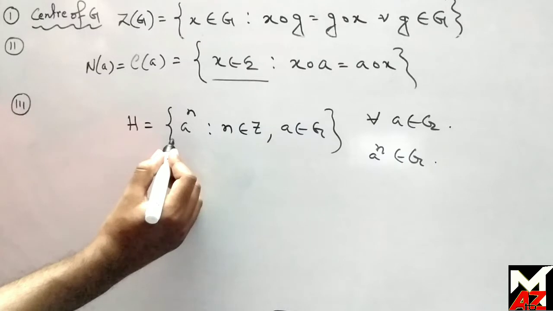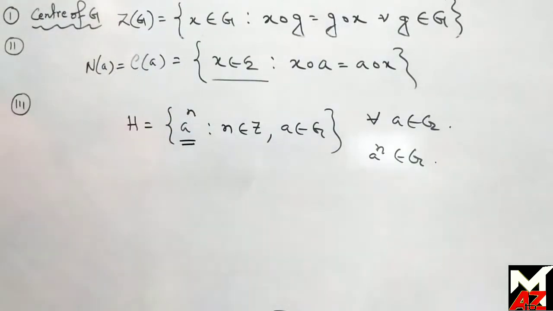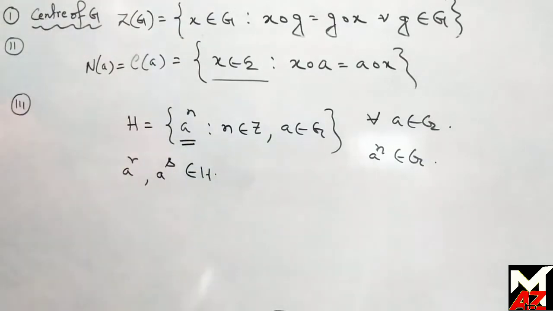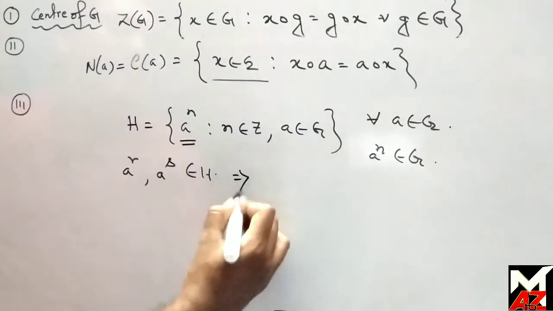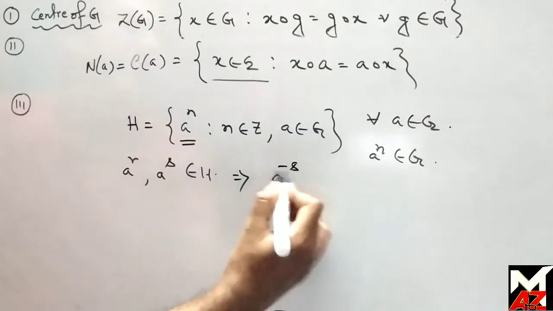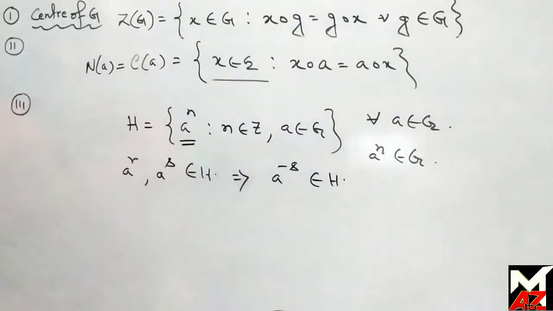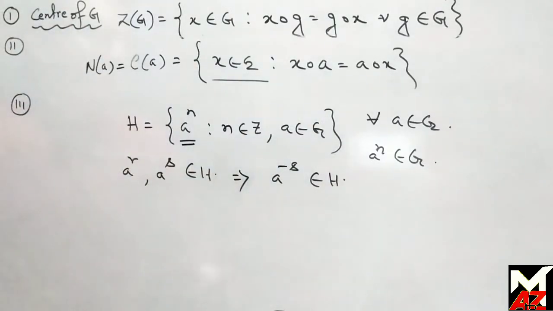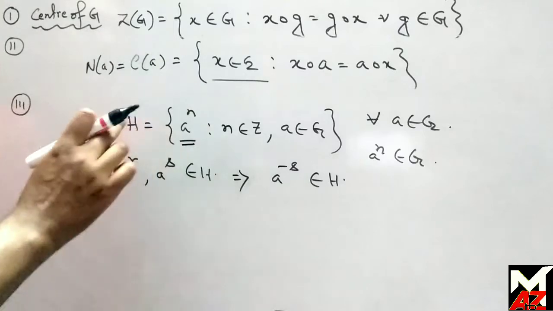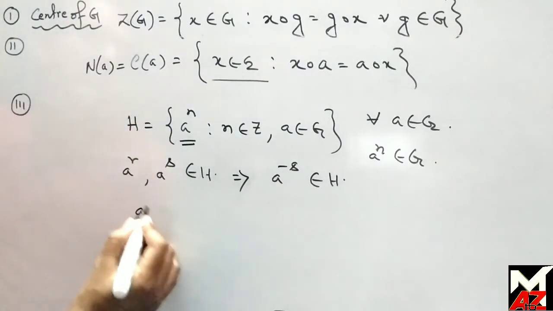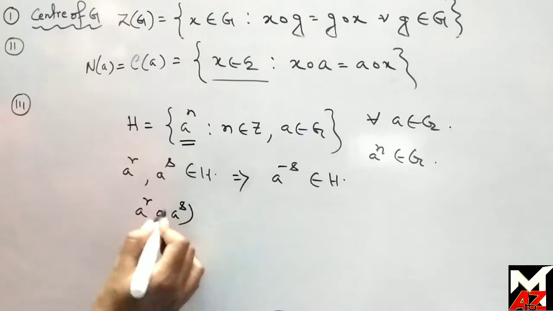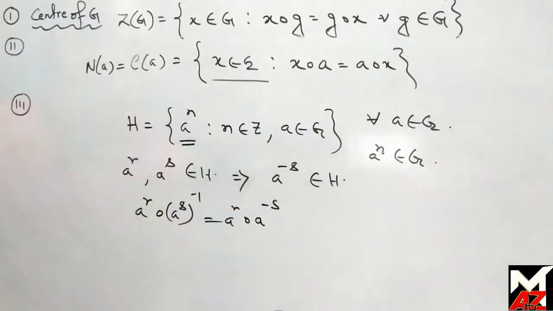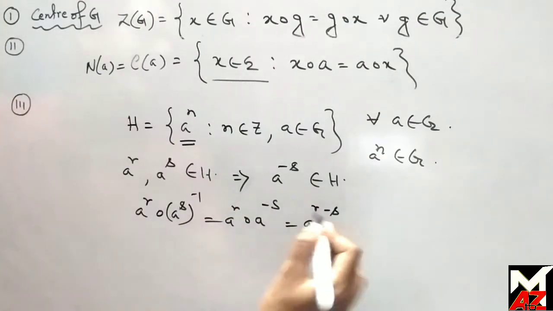Clearly, if we take any two elements, A to the power R and A to the power S belonging to H, then A to the power minus S is also in H, because if S is an integer, then minus S is also an integer. So A to the power minus S also belongs to H. Now A to the power R compose A to the power S whole inverse is equal to A to the power R compose A to the power minus S, that is A to the power R minus S.